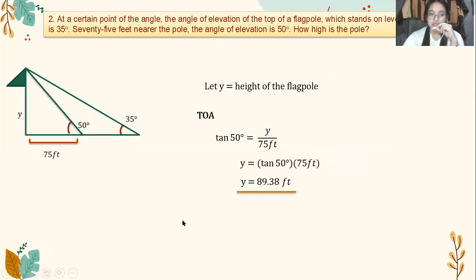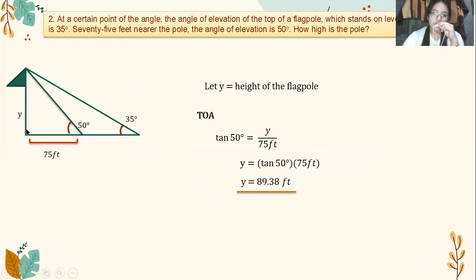So the problem number 2, we have at a certain point the angle of elevation of the top of a flagpole, which stands on level ground, is 35 degrees. 75 feet nearer the pole, the angle of elevation is 50 degrees. So how high is the pole?